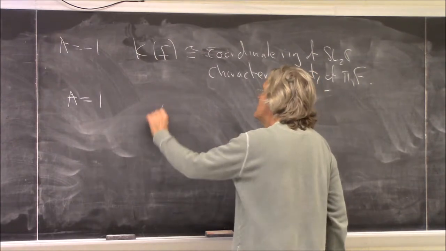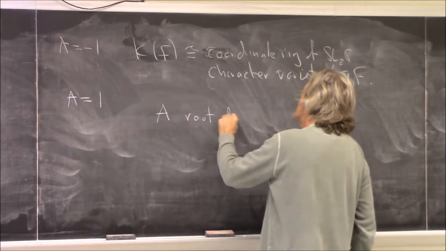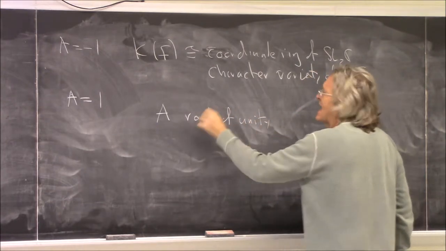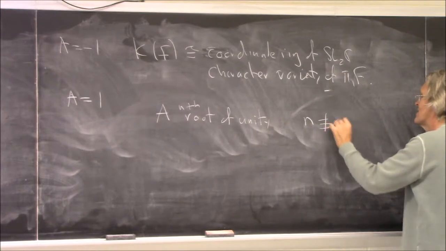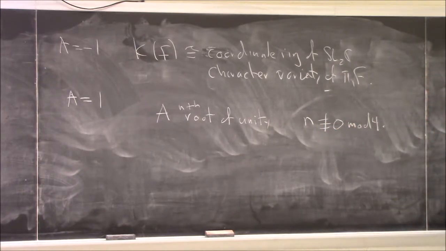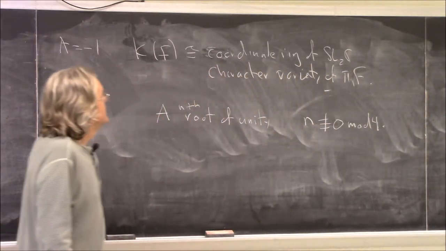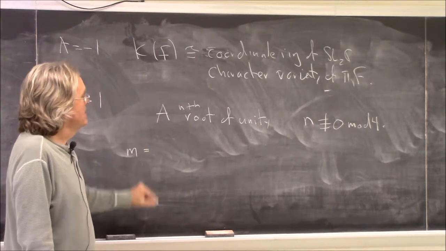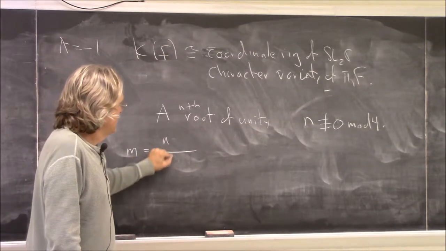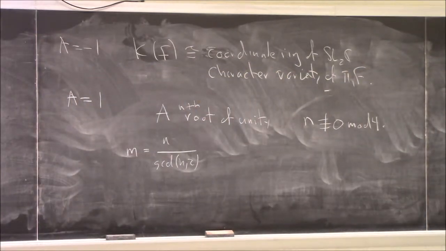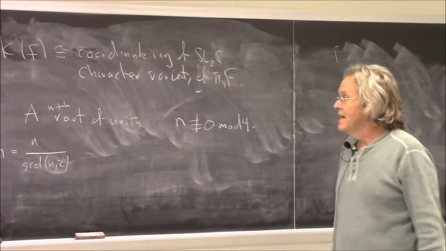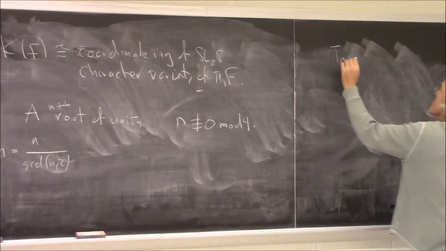So now we're going to assume that A is a root of unity, say an nth root of unity. And just for the sake of sanity, we're going to assume that n is not equivalent to 0 mod 4. Okay. It turns out we understand exactly what's going on in that case, but it's harder. So now what you do is you let m be n divided by the greatest common divisor of n and 2. And then there are these polynomials called the Chebyshev polynomials. Is this a primitive nth root? Yeah, primitive nth root. Yeah, there are these polynomials.